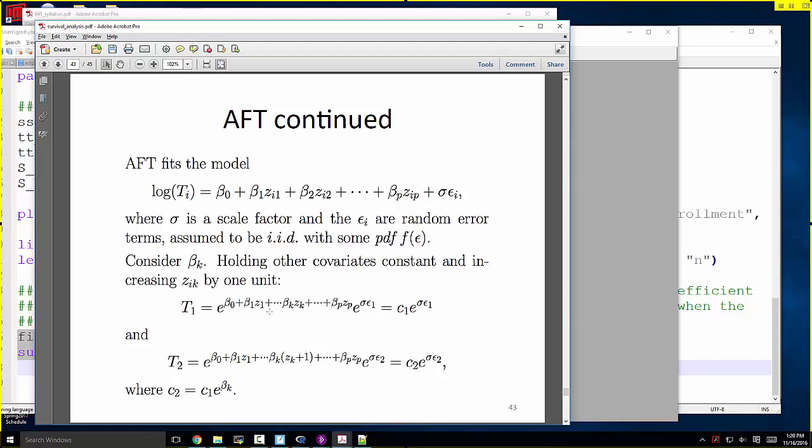If you work through this, what we have is a particular constant, C1, times another constant that is a function of the error terms in an AFT model. The error terms in an AFT model look a little bit different than we're used to. There's both an epsilon, like a mean zero residual, and also a scale factor that is also estimable by the model.